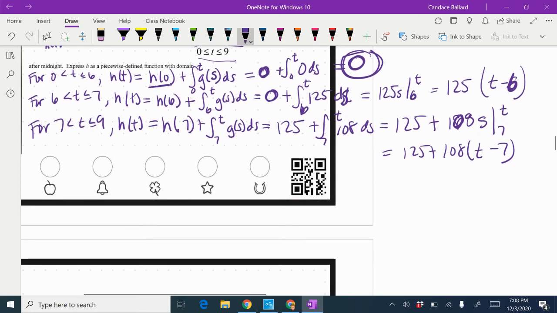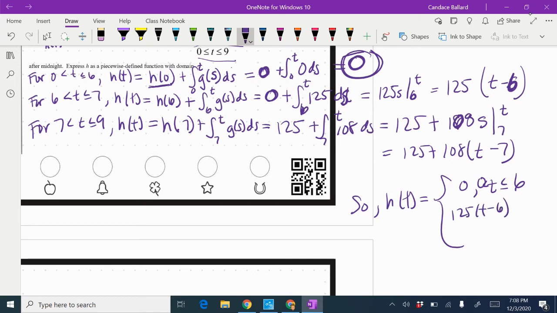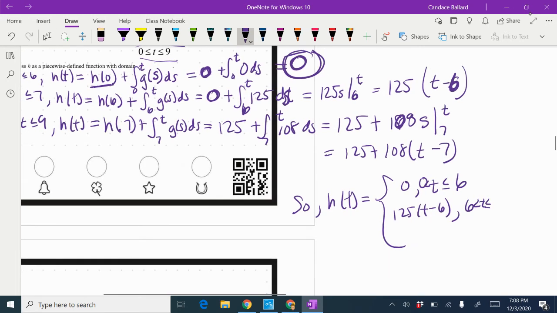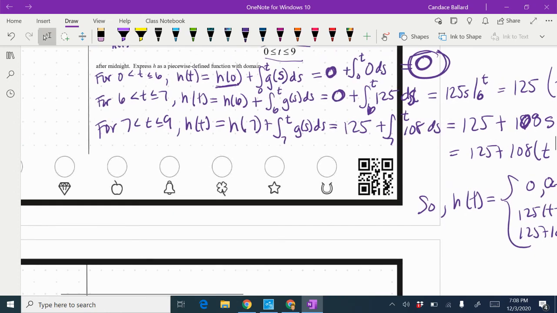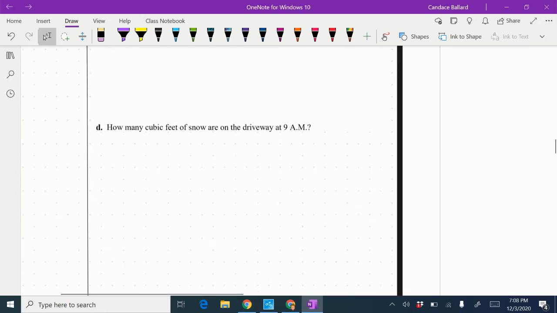So officially, we could write that as a cleaner piecewise function. H of T equals 0 for 0 less than T less than or equal to 6, 125 times T minus 6 for 6 less than T less than or equal to 7, and 125 plus 108 times T minus 7 for 7 less than T less than or equal to 9. I know this is a longer video, sorry about that. I'm trying to get it all out of the way because of the power issues.